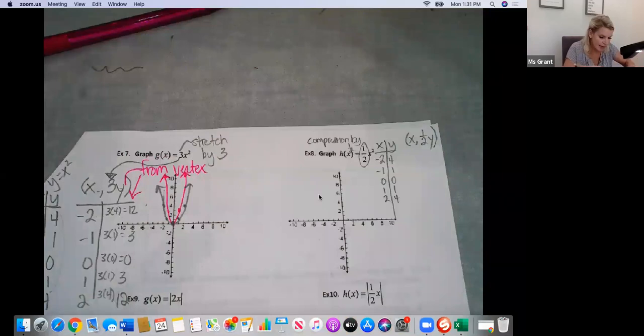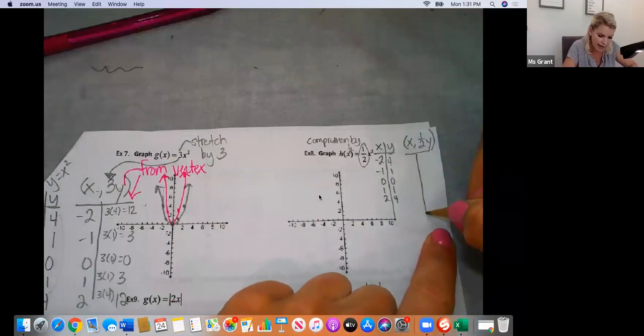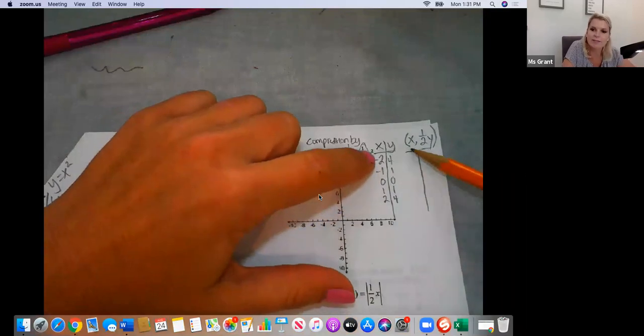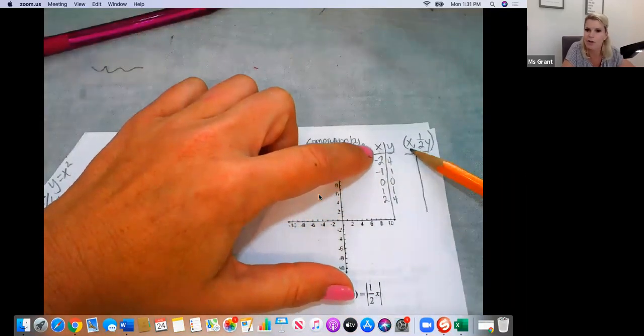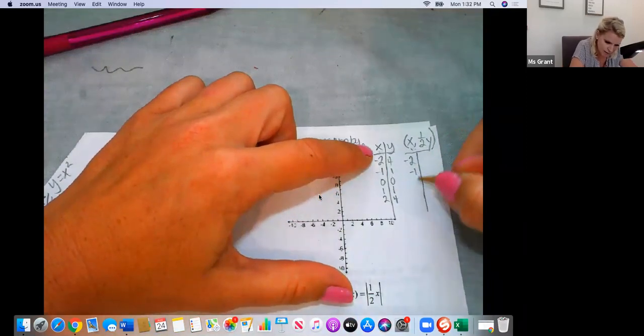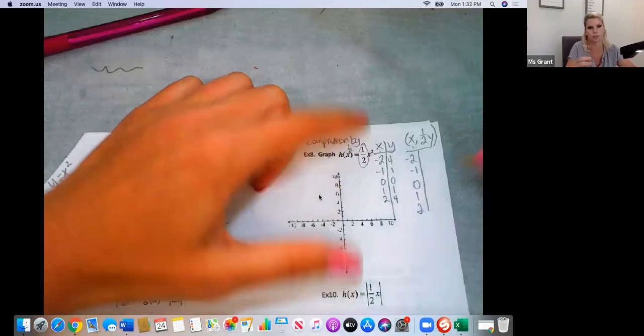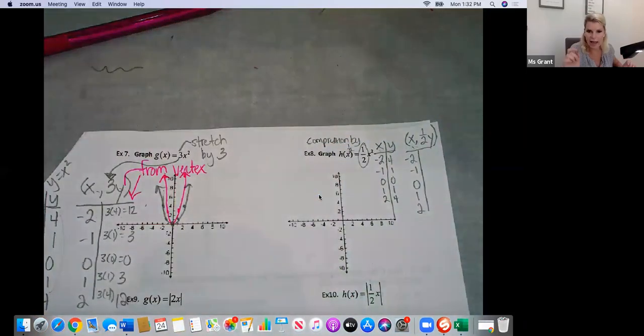So I've got to multiply my y values by 1/2. The x values don't change. See how the x is still x? I'm doing no changing here. -2, -1, 0, 1, and 2. Then my y gets changed by 1/2.